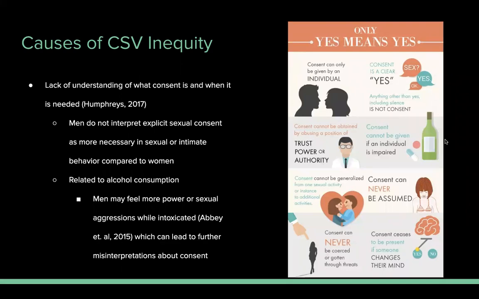One study published in 2017 measured male and female perceptions regarding sexual consent at a university. It found that men do not interpret explicit sexual consent as more necessary in sexual or intimate behavior compared to women. This shows a discrepancy between men and women's ideas about consent, which can lead to more inequity in the problem of campus sexual violence.